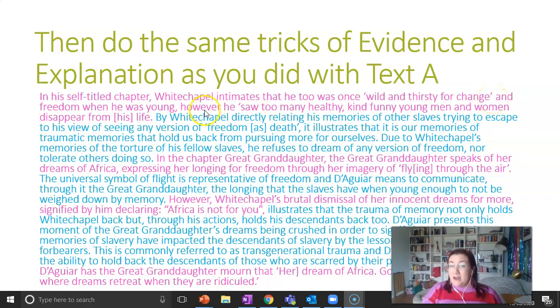That's a direct quote. Now, notice that I don't have to say, in his self-titled chapter, Whitechapel, who is a slave and blah, blah, blah. I don't need to give in the backstory. Assume that the person has read the text. So I've embedded the quote, wild and thirsty for change. And then I've embedded another quote where he saw too many healthy, etc., etc. But note that the problem is that he says, from my life. Now, obviously, I can't put my life because I'm not talking about me, I'm talking about Whitechapel. So I use my square brackets and insert the words his life there.